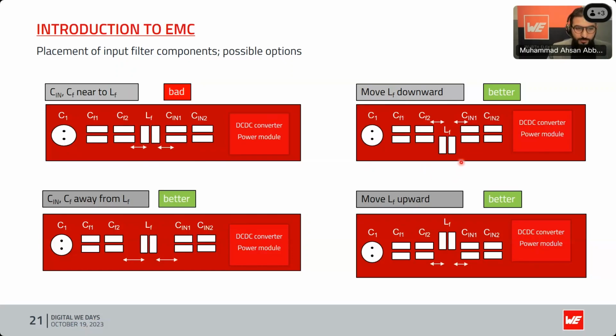But it can also happen that you have space constraints and you cannot just make it far away from the inductor in horizontal direction. So there is also a possibility. I have tried some measurements just to move your inductor a little bit down or up, so that it's not in the direct line of your converter and your filter caps. This also improves your results.